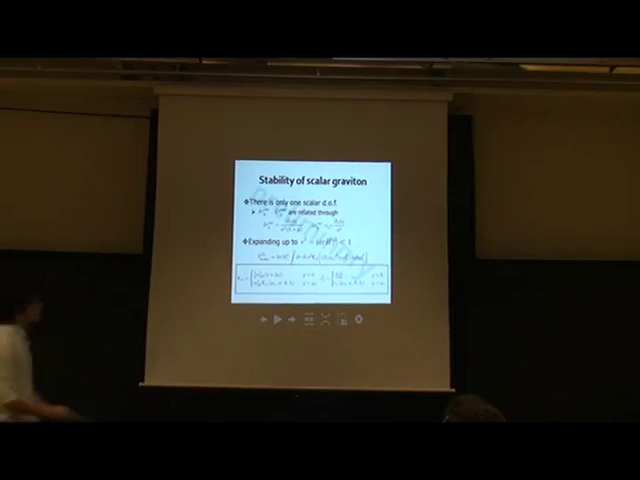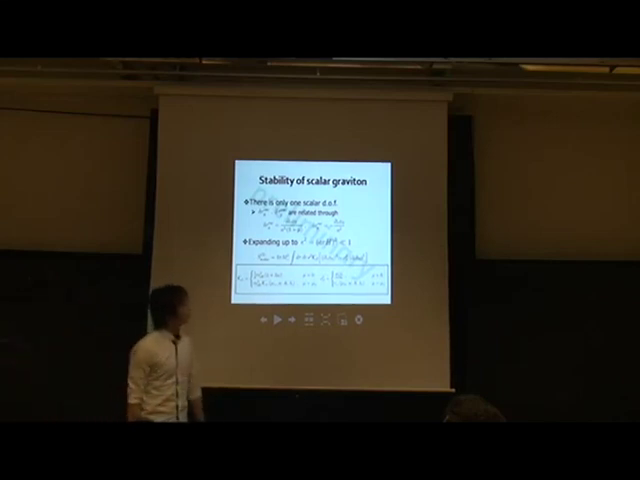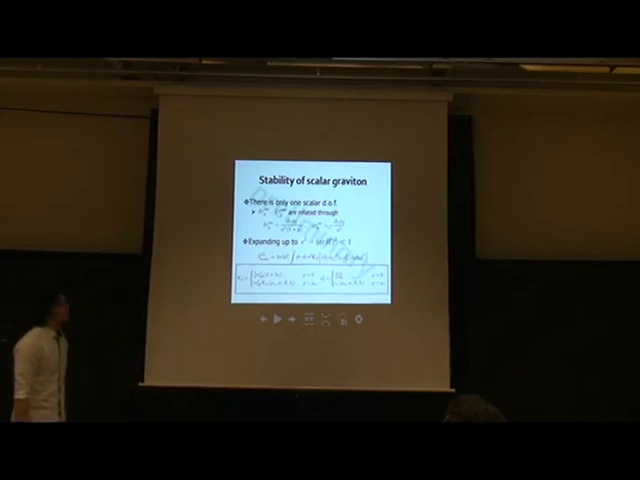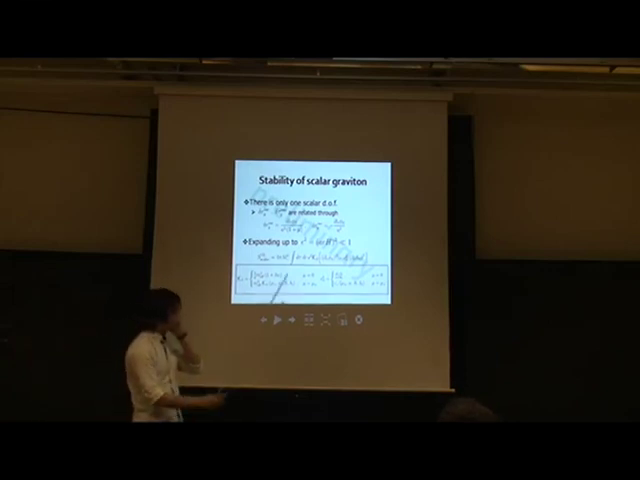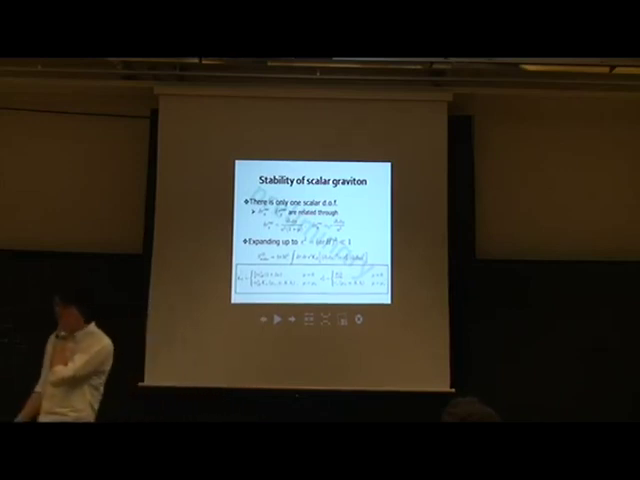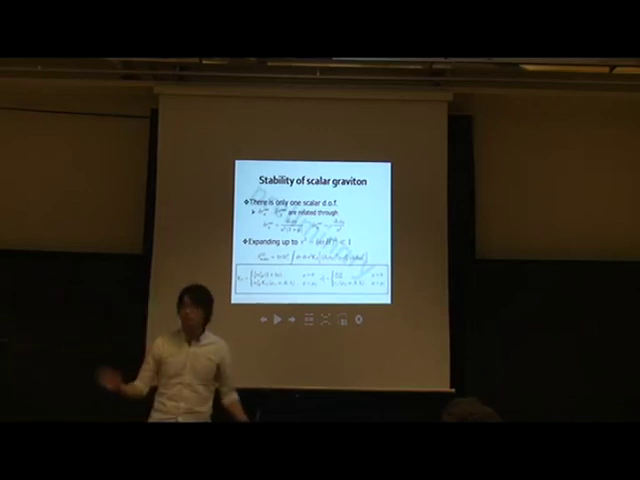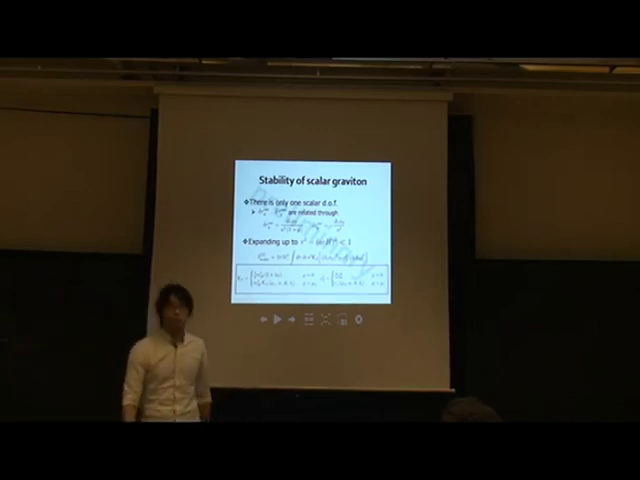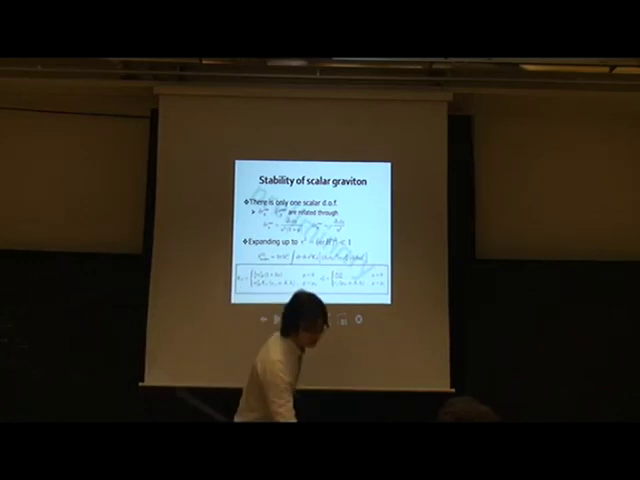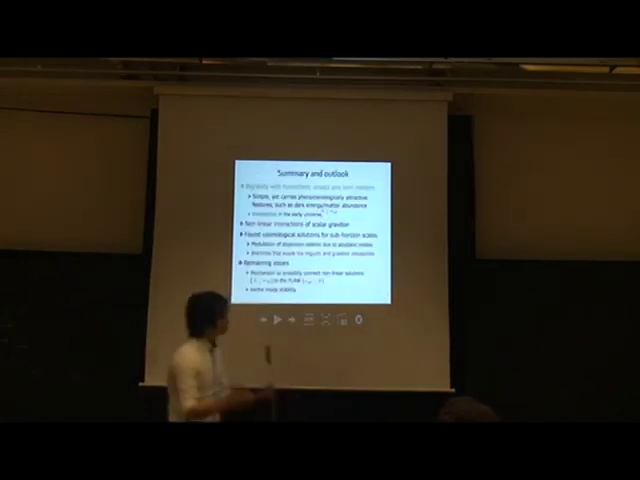And this is still a preliminary result. We still have to check, but it seems like for any value of w, at least there is one branch that is stable. But it's still preliminary, so please don't take my word just as it is. Anyway, so that's what we found.